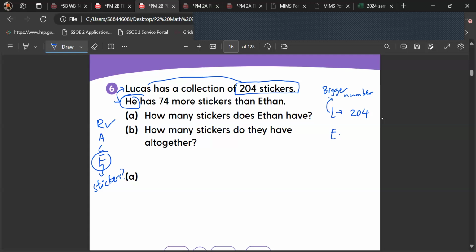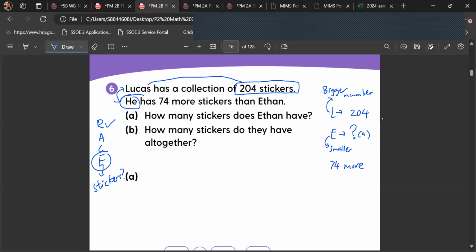Yes, you may. Ethan is the smaller number, but it didn't tell us how much Ethan has. It's only stated as Lucas has more than Ethan. And then you already see, this is the part A question. It asks you how many stickers does Ethan have? Then you have the part that's more than, less than. How are they not the same?